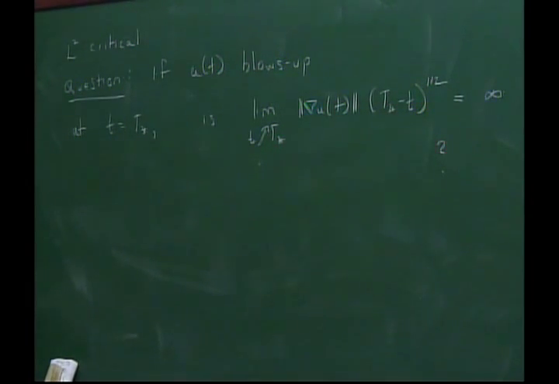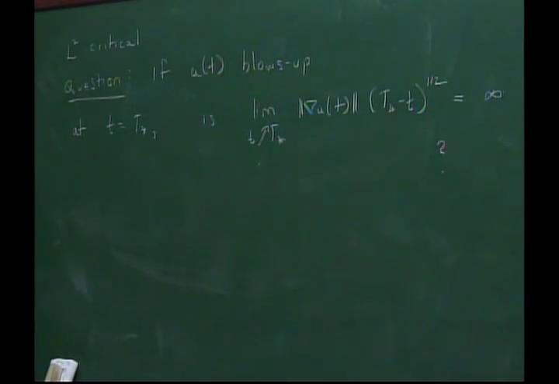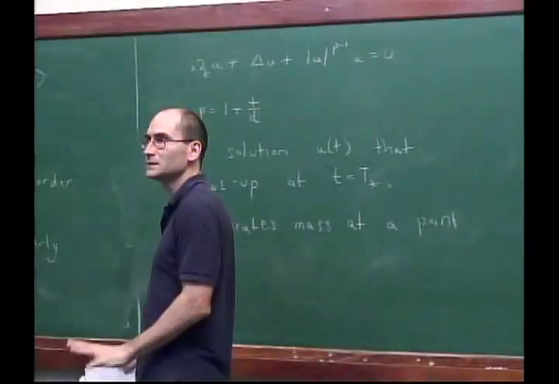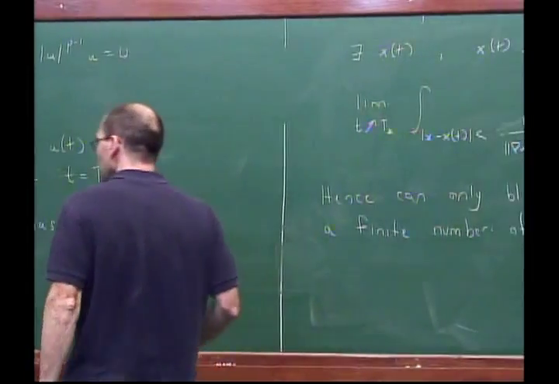Okay, so that was a little bit of a tangent. Yeah, so what I was saying is that we have mass concentration at blow-up points, and there's only a finite amount of mass to go around, and so we can only blow up on a set of dimension 0 in the critical case. So now what happens in the supercritical case?